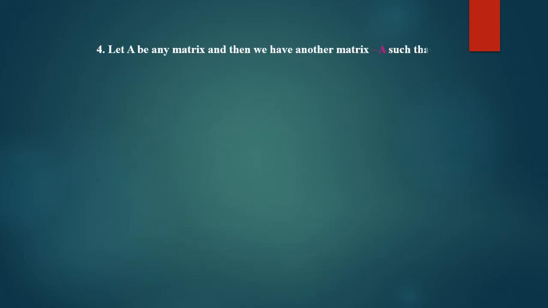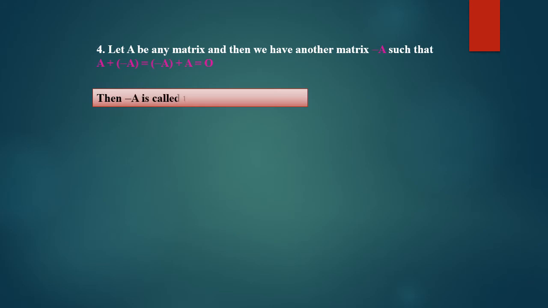Property number 4. Let A be any matrix and then we have another matrix minus A such that A plus minus A is equal to minus A plus A, which is equal to the 0 matrix. Here minus A is called the additive inverse of A.